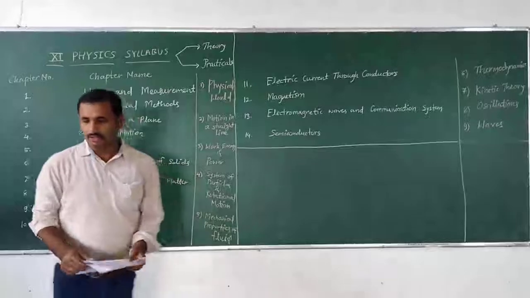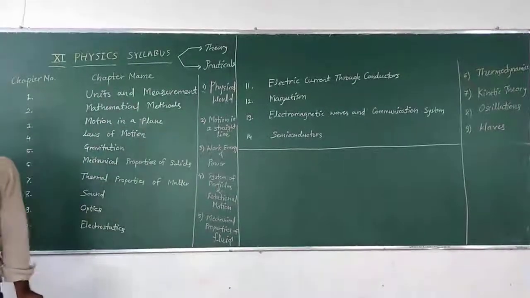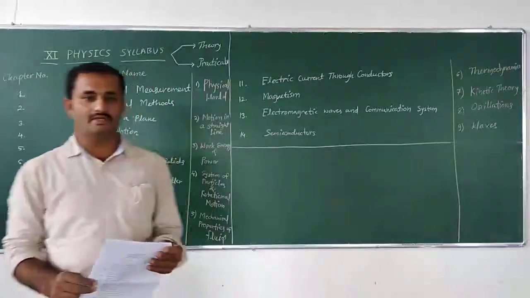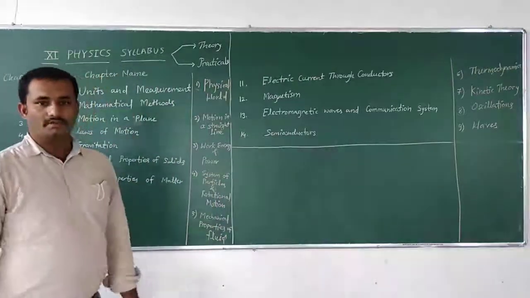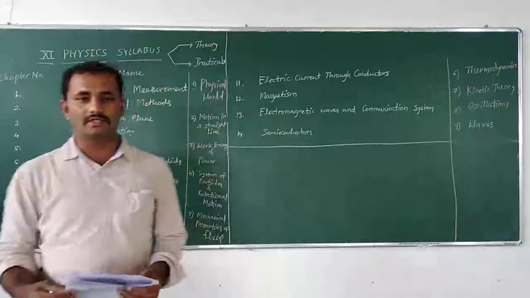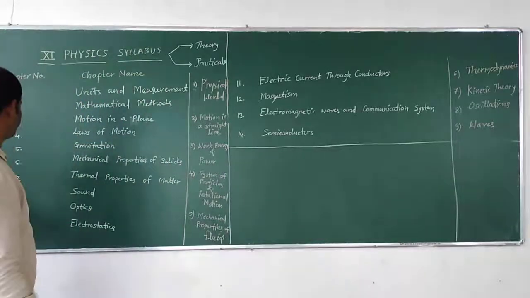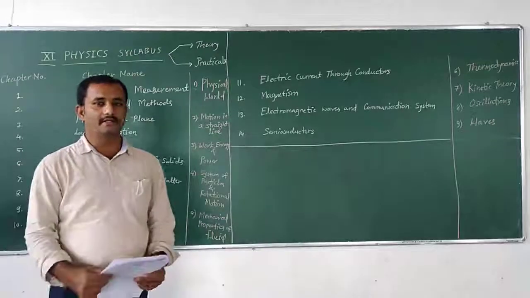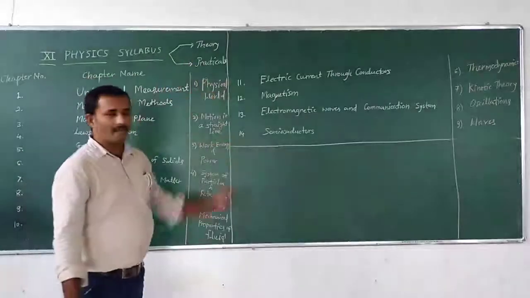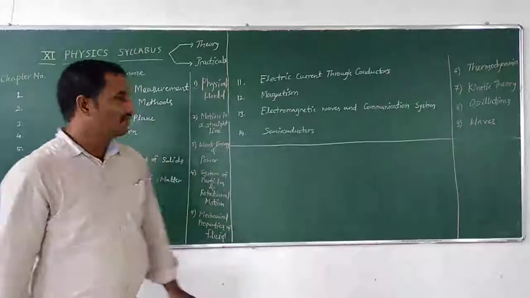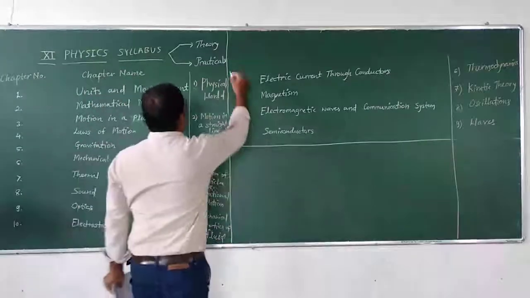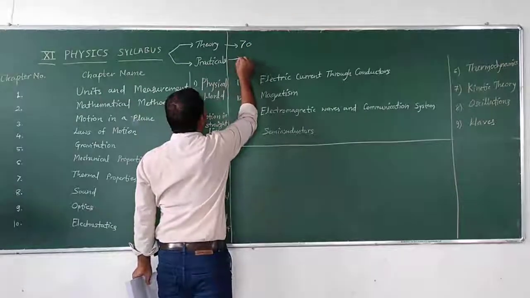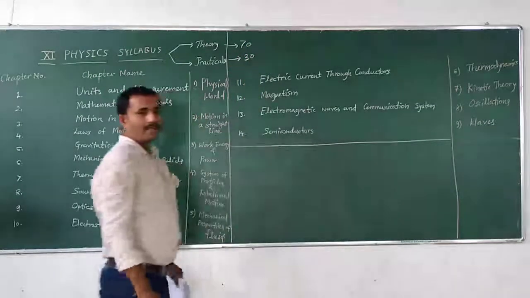Hello students, today we are going to start the actual syllabus of 11th physics. First of all, we will see what the actual syllabus is. The entire syllabus is divided into theory and practicals. The marks are 70 for theory and 30 for practicals.